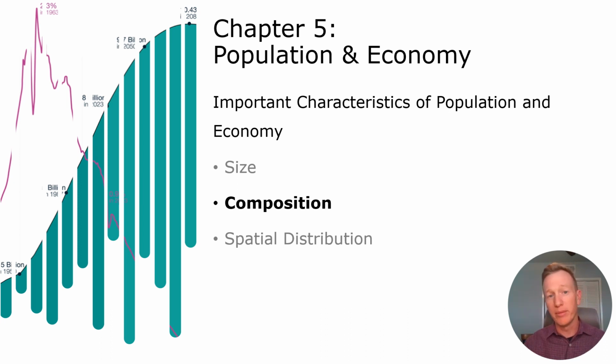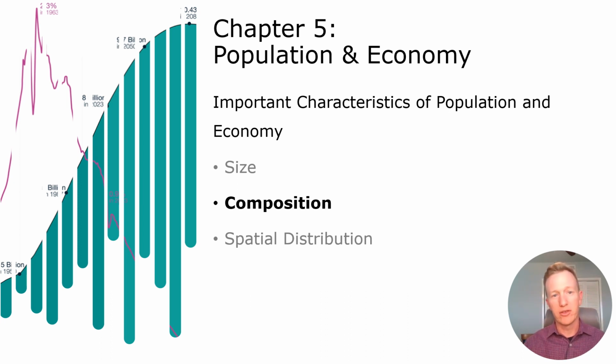The second one is composition. So of the total population, what is it comprised of or composed of? In terms of population, what's the income, what's the age, what's the education level of the population you have. In terms of economy, what type of employers do you have?